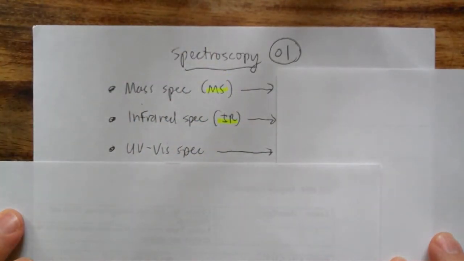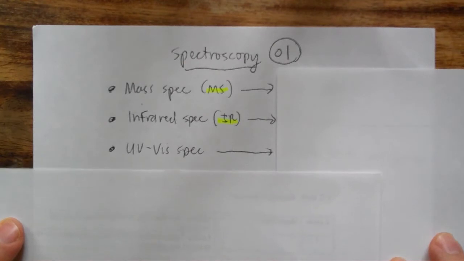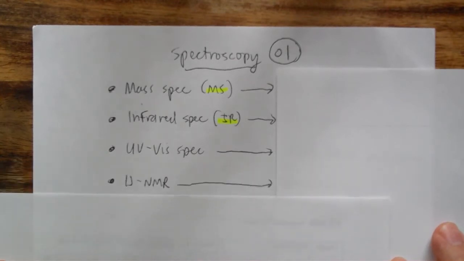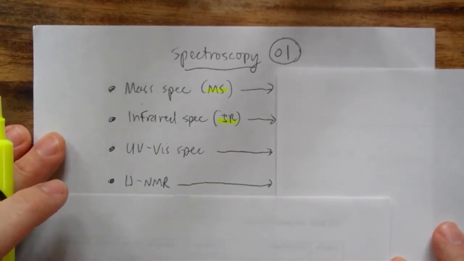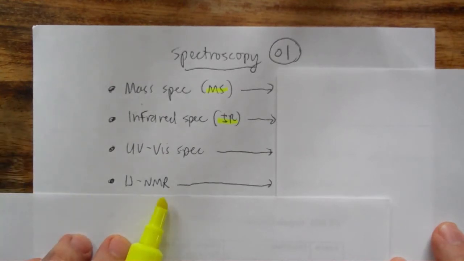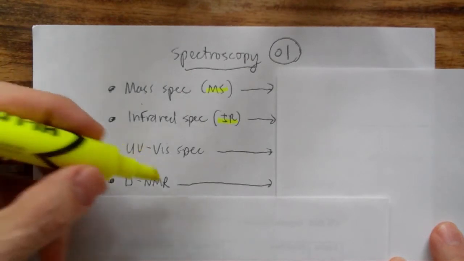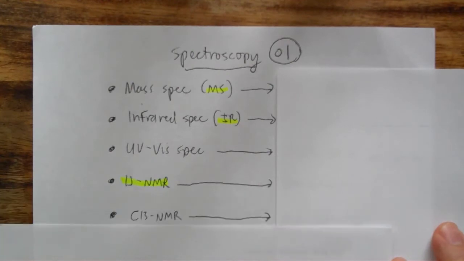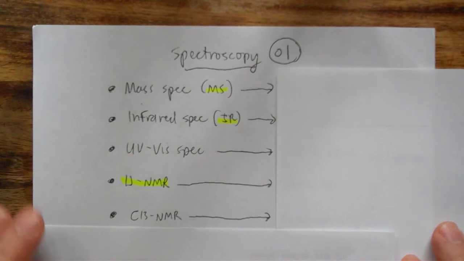There's UV vis spectroscopy, which is absorption and transmission of light in the ultraviolet range or the visible range. There's proton NMR spectroscopy, which is nuclear magnetic resonance, HNMR for hydrogen NMR, proton NMR. It's not deuterium NMR, so it's HNMR. And finally, carbon-13 NMR, which is the nuclear magnetic resonance of the flipping of carbon-13 nuclei.